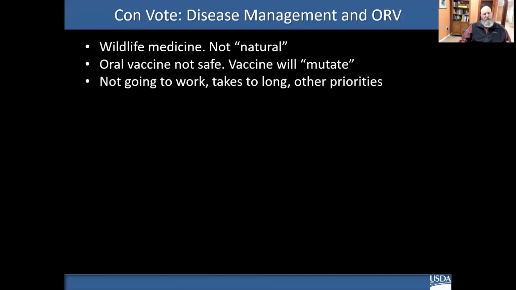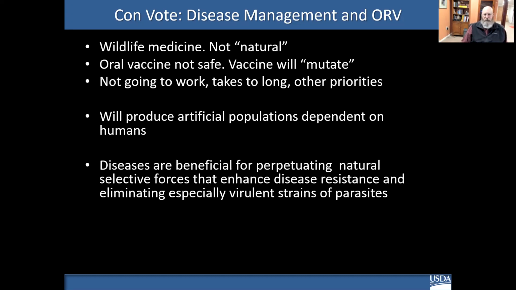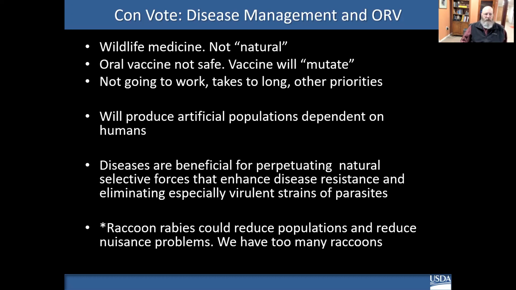When we first started, there were people against disease management in wildlife populations in general, particularly with oral rabies vaccine. They said it's wildlife medicine, it's not natural, oral vaccines are not safe, it's not going to work, we've got other priorities, it's going to produce artificial populations dependent on humans, and diseases are beneficial for perpetuating natural selective forces. And the worst one of all, I felt, was that raccoon rabies could reduce nuisance populations. We have too many raccoons, and I felt there was no agency in the world that wanted to manage the raccoon population with a disease that kills pets, livestock, and people.